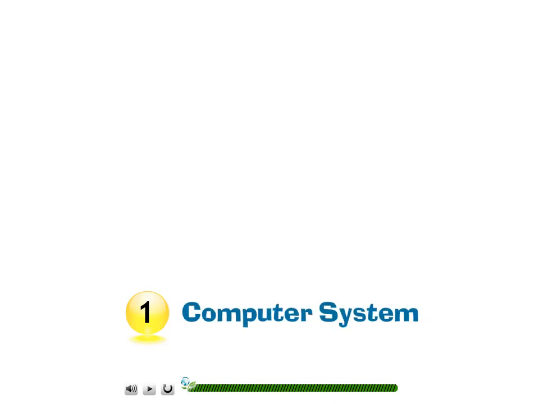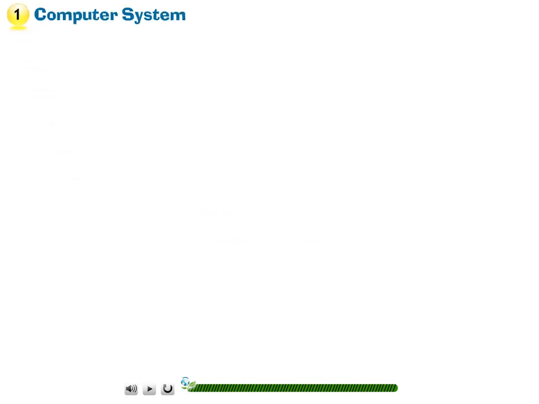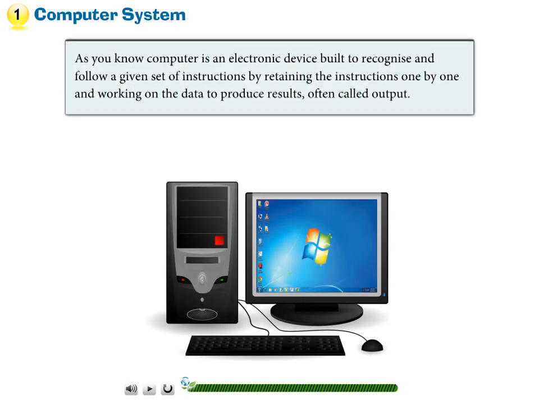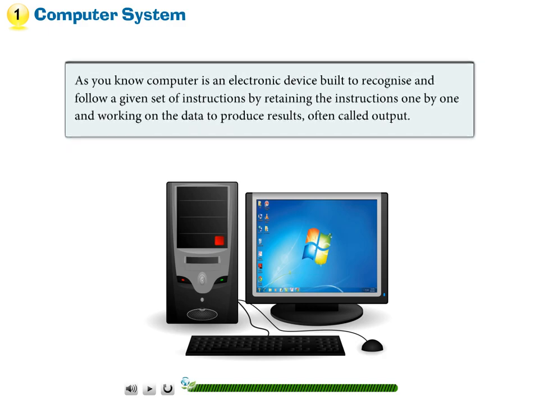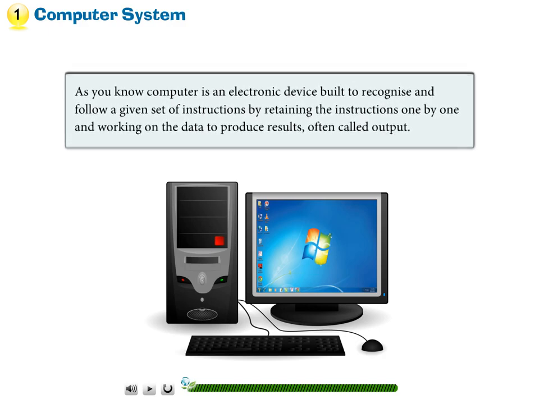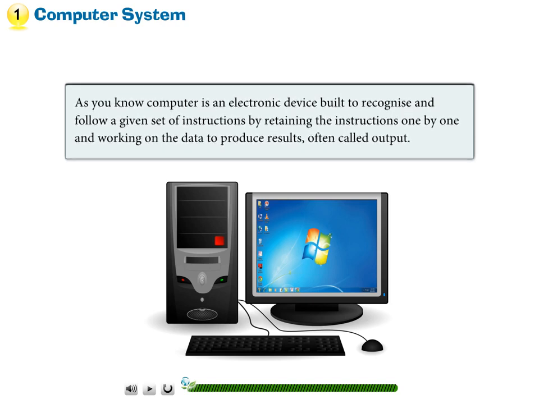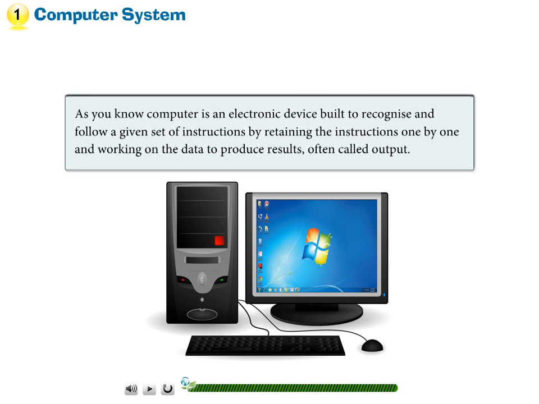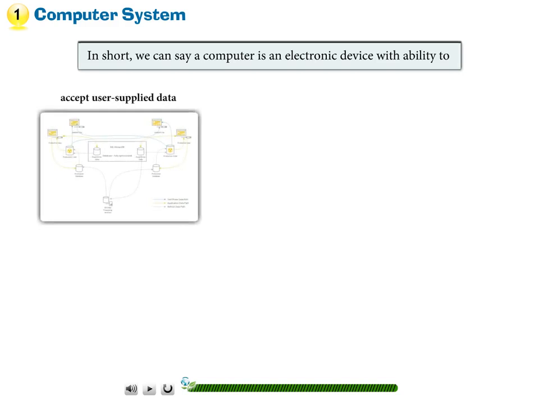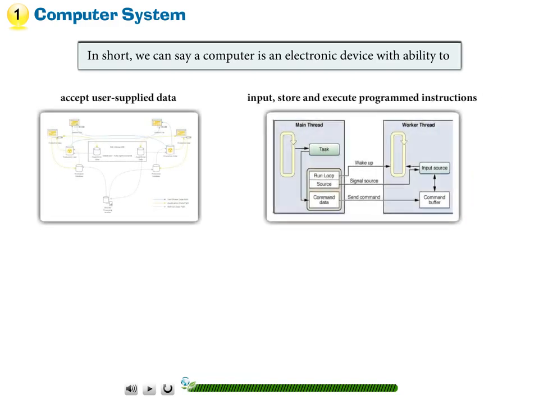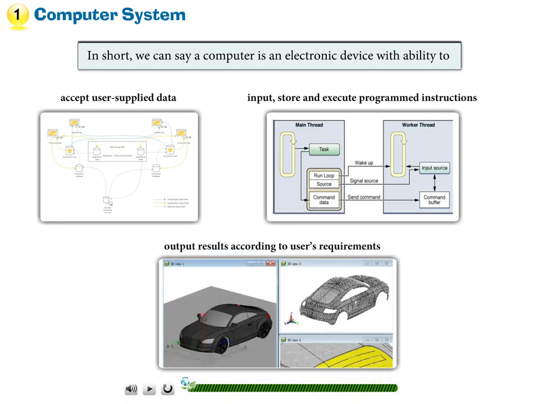Chapter 1: Computer System. As you know, a computer is an electronic device built to recognize and follow a given set of instructions by retaining the instructions one by one and working on the data to produce results, often called output. In short, we can say a computer is an electronic device with the ability to accept user-supplied data (input), store and execute programmed instructions, and output results according to users' requirements.